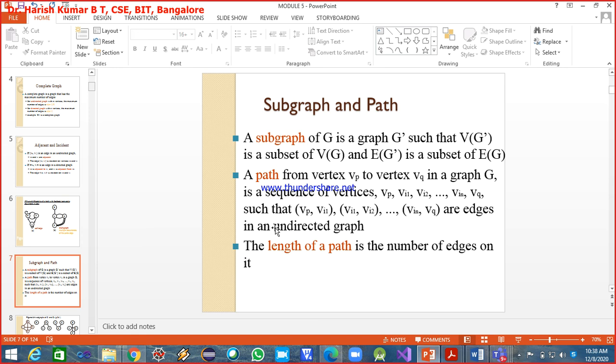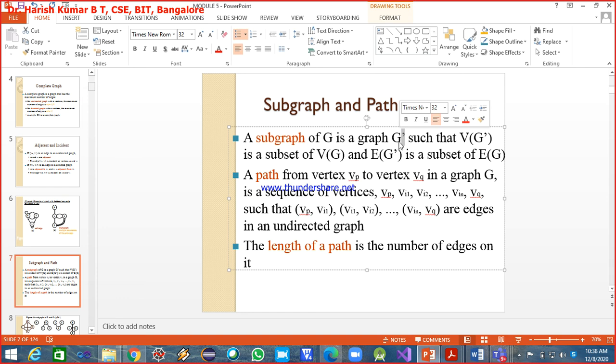Now how do we represent a subgraph? Say for example G is a graph, the main graph. How do I represent the subgraph of the graph G? It is represented as G dash. This G with a single inverted comma you have to read as G dash. G dash is the subgraph of the graph G.